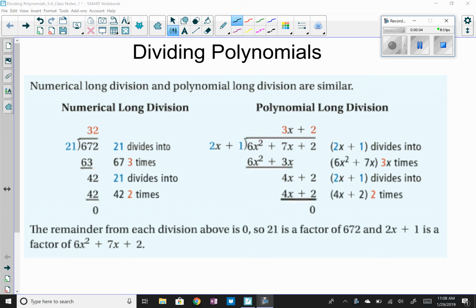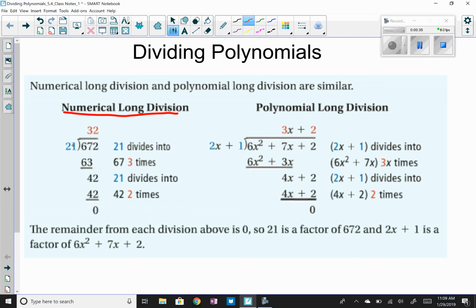Dividing polynomials. One of the things we want to take a look at is long division. If you recall way back in the 5th grade when they taught you how to do numerical long division, you had something like this where they would ask you, well, how does 21 go into 672? So the first thing you would take a look at is, how many times does 21 go into 67? So you think about it, and okay, 3 times.